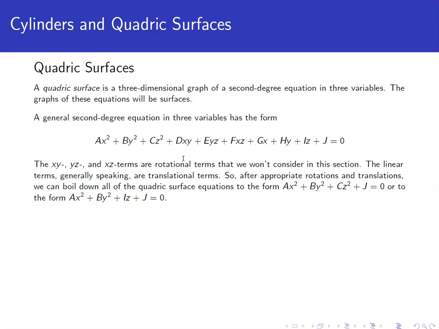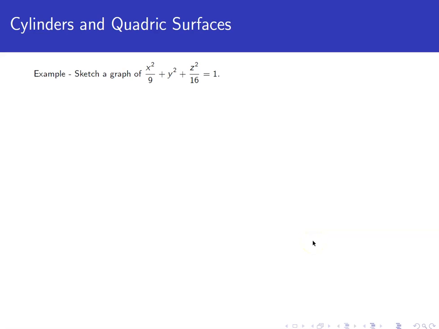So after appropriate rotations and translations, basically we can boil all of our quadric surfaces down to two cases. We can do ax squared plus by squared plus cz squared plus j equals 0, or ax squared plus by squared plus iz plus j is 0. So we can boil it down to the square of each of these variables times some constants, or the square of two of them and a linear one, and then again times some constants. So let's see if we can investigate all of these cases, or at least a few of these cases.